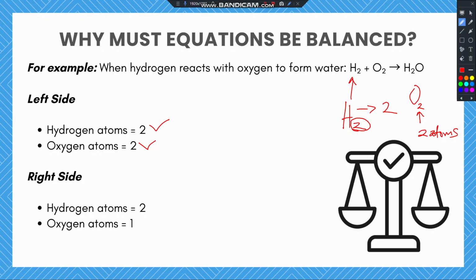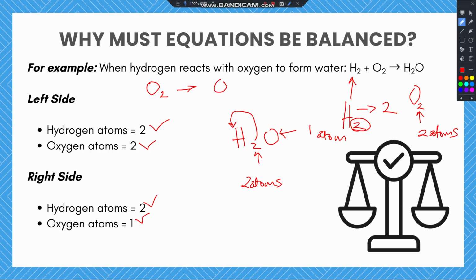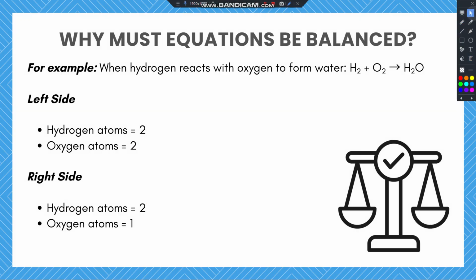How about on the right hand side? We have H2O. This 2 here belongs to hydrogen. So it tells us that there are 2 atoms of hydrogen on the right hand side. But oxygen, you can see over here, has just 1 atom. So on the right hand side, oxygen has just 1 atom. What does this mean? It means the chemical equation is not balanced, because what is on the left hand side for oxygen, O2, is not the same as what is on the right hand side for oxygen, which is just O. So you can see the chemical equation not being balanced in this case.